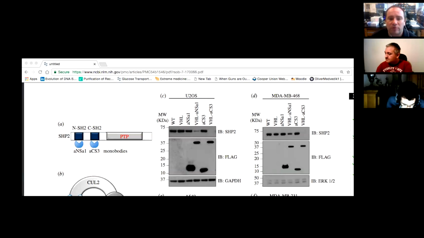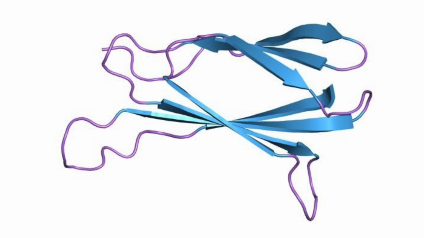It's actually a domain from this protein called fibronectin, which has a very similar structure. And it's also very small. So scientists have been able to mutate all these residues and basically have it act like an antibody. Well, they call it a monobody, right? That was a term that was coined.